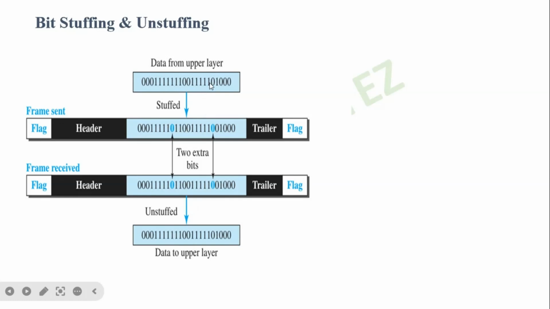Likewise, again after five ones we stuff a zero. It is stuffed at the sender end. Once it has been received, immediately after five ones, whatever zero is there is taken out, and the rest is taken as the data. Likewise, even this zero is removed and unstuffed. The bit pattern looks like this. So this is how bit stuffing works.